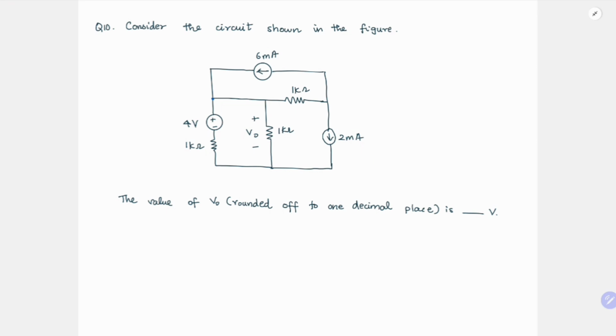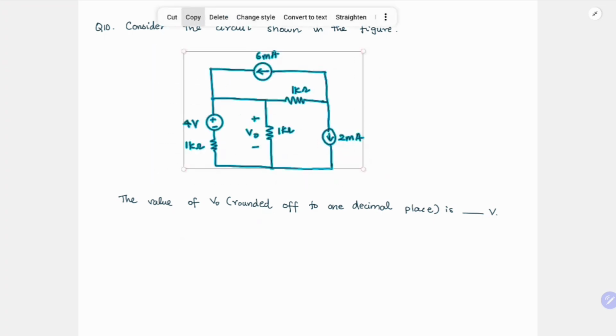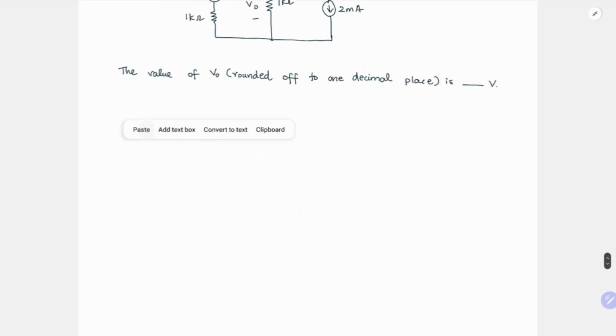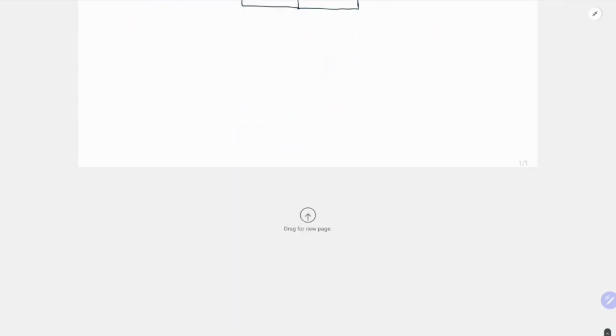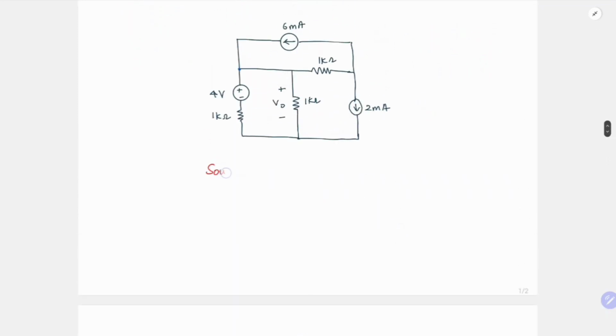So here if you see, these both are current sources while this is a voltage source. So can we try converting this also into a current source and see what happens? Okay, let's do that. So we are going to use source transformation, right? So this we already discussed in the previous video.